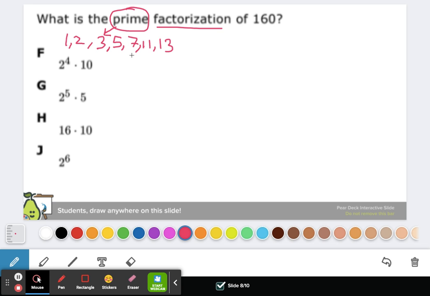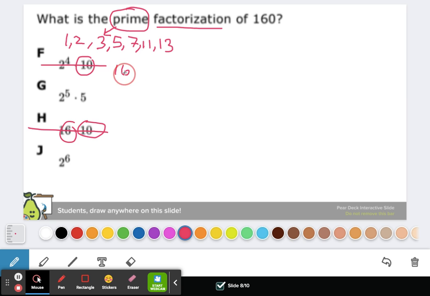So before I even continue, I can look at my answer choices to see which ones I can cancel out already. Since my main focus is prime factorization, looking for prime numbers, 10 is not a part of it, so I can cancel that out. Neither is this 16 or the 10, so I can cancel those out. Okay, because remember, I can give you guys the example.